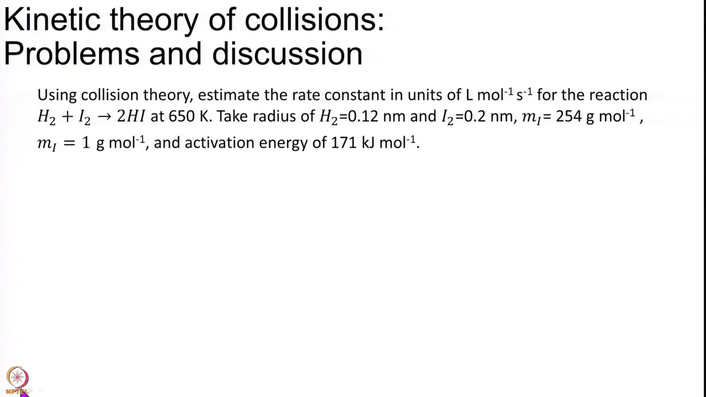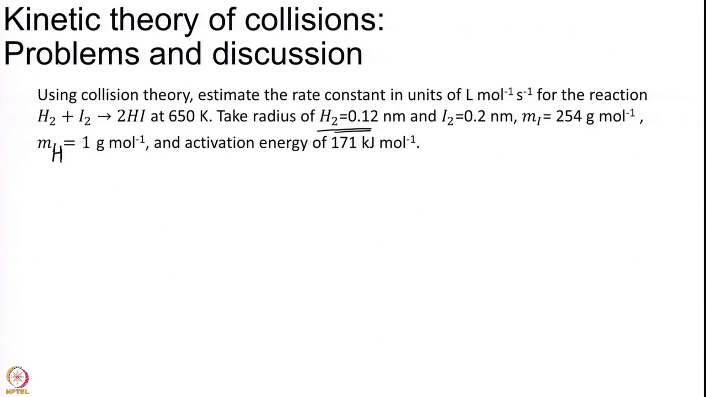Often when you look at this, have a physical feel as well. Look, H2 is going to be small. H2 is roughly of the size of a few angstrom, right, which is 0.1 nanometer. So, that is the size of H2. I2 is bigger, I2 is a huge molecule. So, you get 0.2 nanometer, which is a bigger size. I have given you the masses of H and oh my god, this should be hydrogen. Iodine is not 1 gram per mole. And an activation energy has been given.